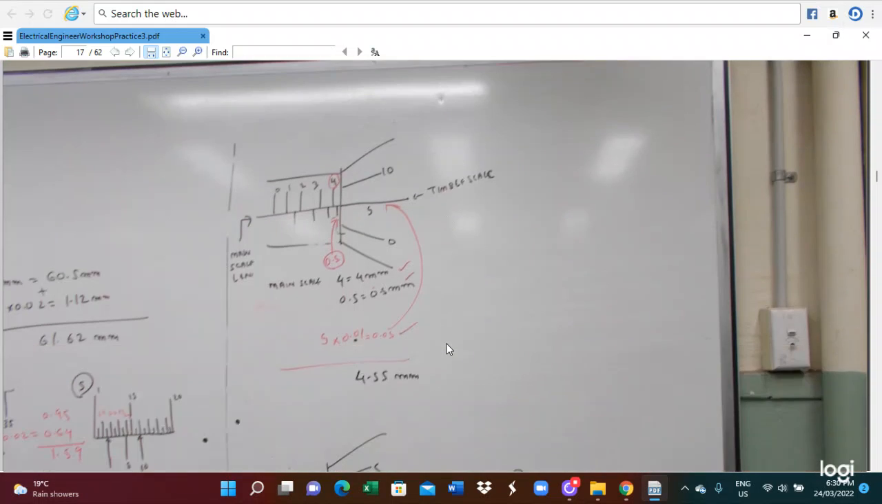And also how to read the micrometer caliper. In this case, the main scale is in line with the thimble scale. The main scale value you see is 4, which is 4 millimeter. And then this thimble scale is 5, so the thimble scale is multiplied by 0.1, and you get 0.5 millimeter. So you add these two to get 4.55 millimeter.